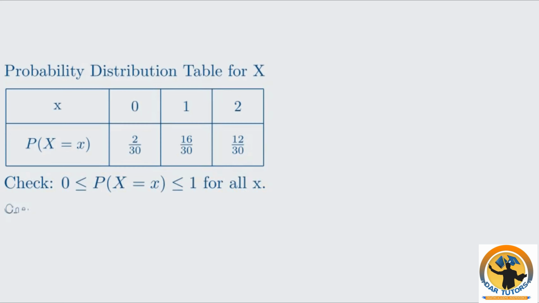To verify this is a valid distribution, we must check two rules. First, all probabilities are between 0 and 1, which they are. Second, the sum of all probabilities must equal 1. This confirms our distribution is valid. We have successfully constructed a probability distribution for a discrete random variable.